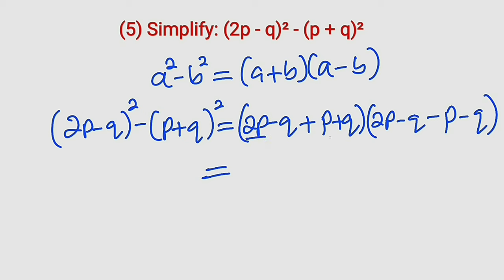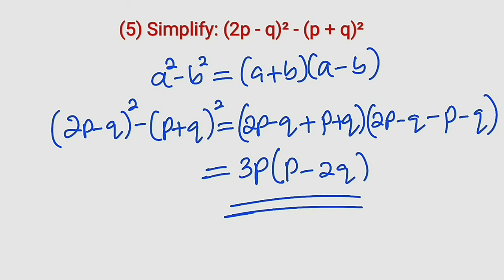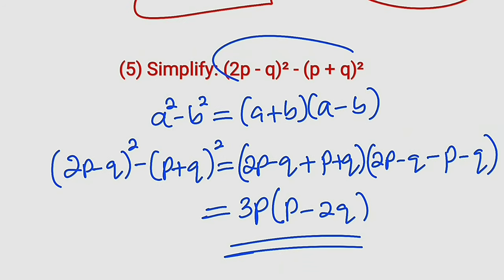So 2p plus p will give us 3p. Then negative p and positive p will be 0. So we have only 3p from this bracket. Then from the other one, 2p minus p will be a single p. Then negative q minus q is negative 2q. And hence, this is the simplified version of this.